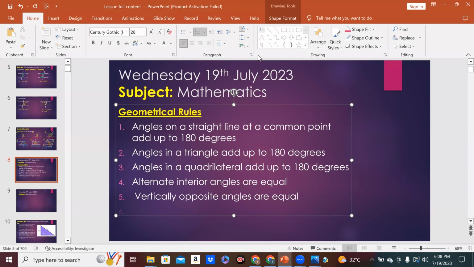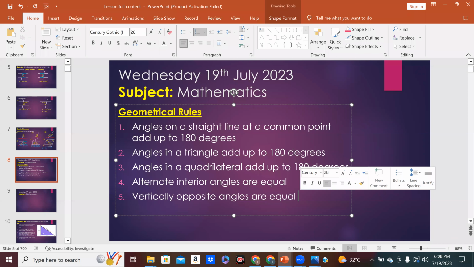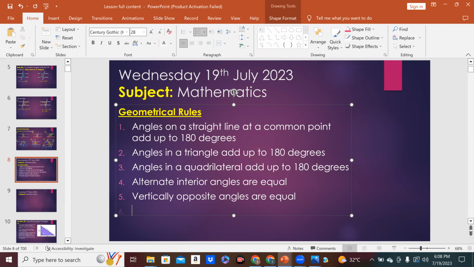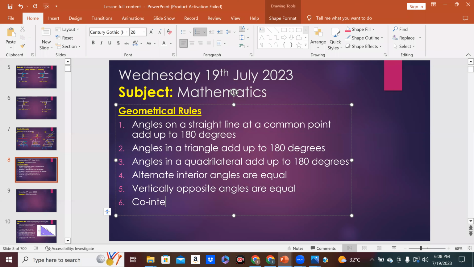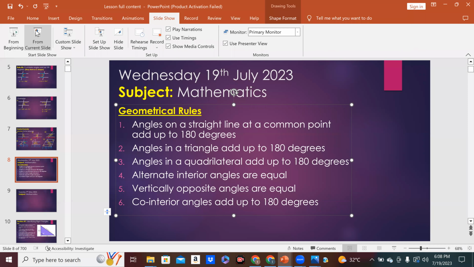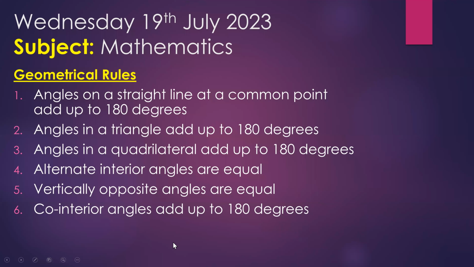And number 6 is co-interior angles. Co-interior angles add up to 180 degrees. All right. Gianna, can you read these 6 rules for me, please?